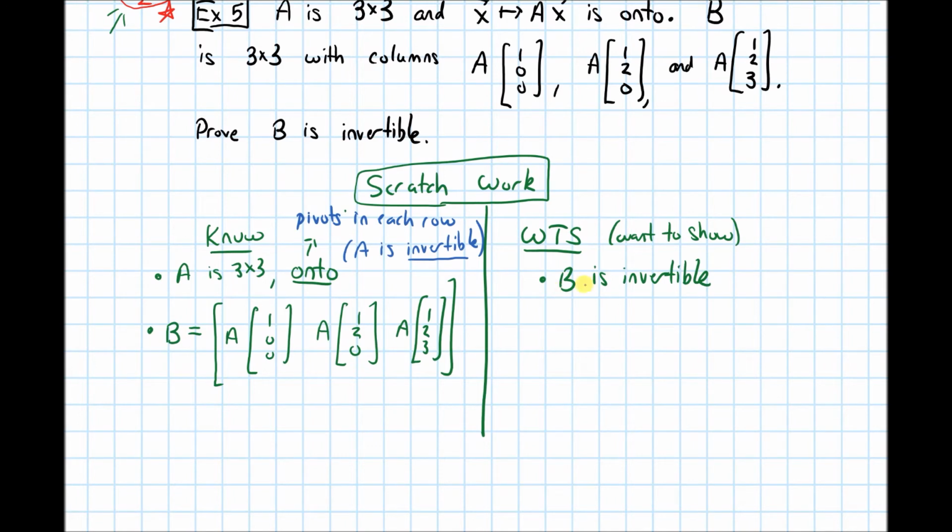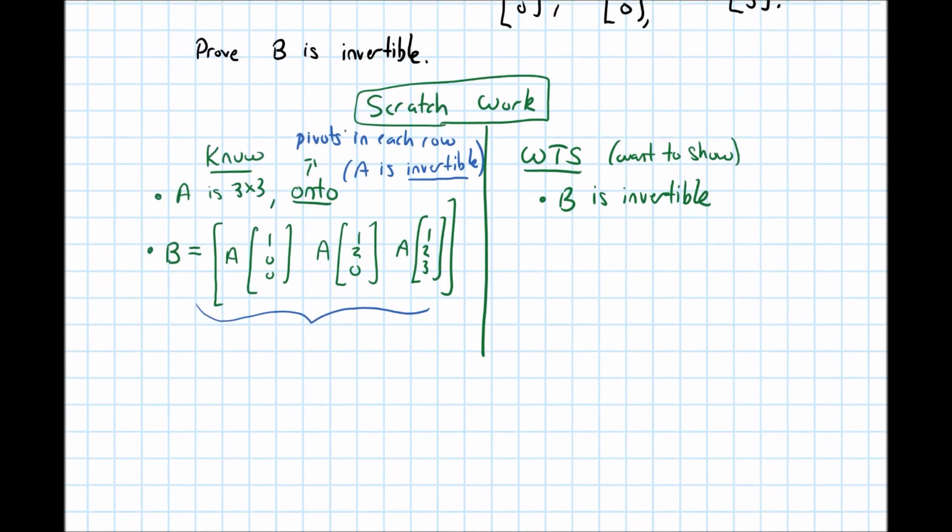I'm trying to show that B is invertible. Well, what do I know about B? I know B is written in this form. One thing that we might recognize is that this form for how B is written is actually the original definition of matrix multiplication. This is the same thing as writing A times the matrix that has columns 1, 0, 0, 1, 2, 0, and 1, 2, 3.